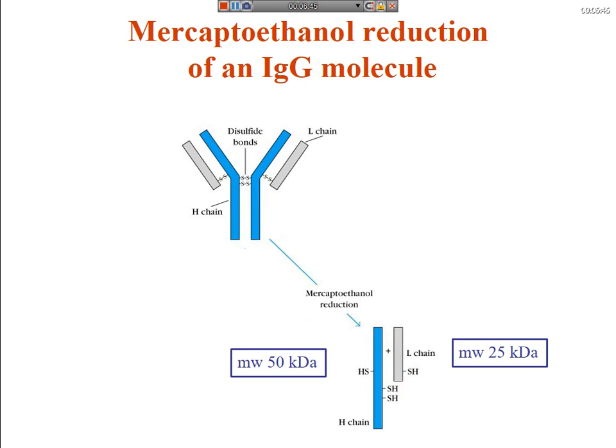So you have seen that papain digestion gives you the FAB fragment and FC fragment, while pepsin digestion gives you the F(ab') 2 fragment of higher weight, that is 100 kilodalton, and mercaptoethanol reduction gives you two proteins, one of 50 kilodalton and another of 25 kilodalton.